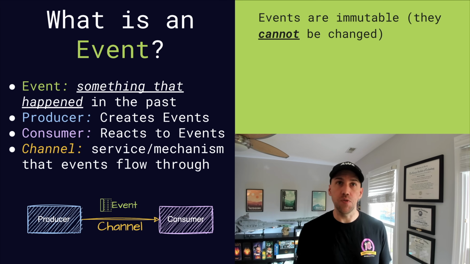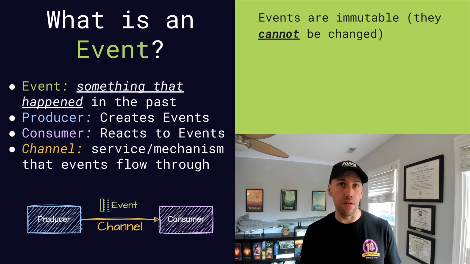Next, we have a producer. A producer is the source of events. It generates and sends out events to signify that something has happened. This could be anything from a user action, like clicking a button, to a system change, like a completed transaction.